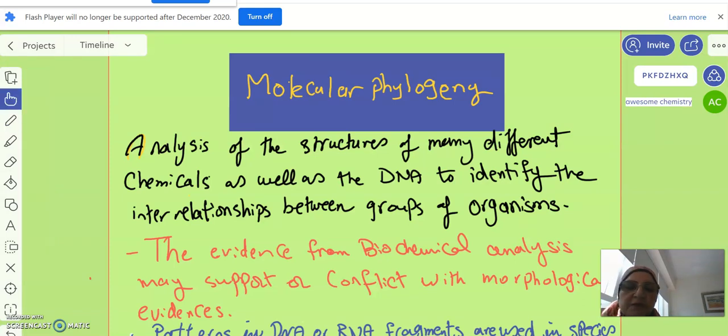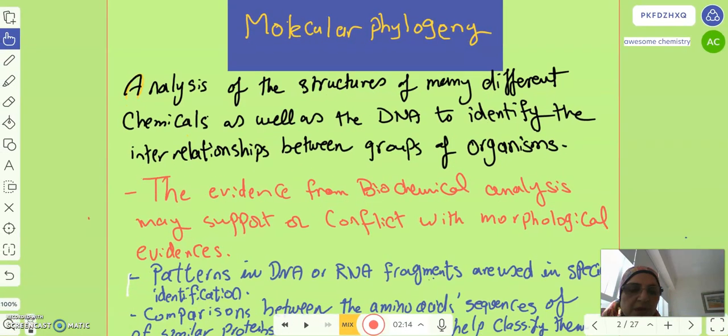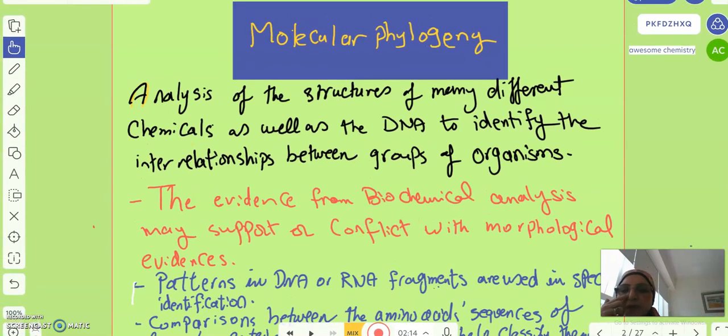The molecular phylogeny, we explained this term last lesson, which is analysis of structures of many different chemicals as well as the DNA to identify the interrelationships between groups of organisms. Did you get it? So we are analyzing the structures, including some chemicals like the DNA or proteins, to identify the relationship between living organisms, between groups of living organisms.